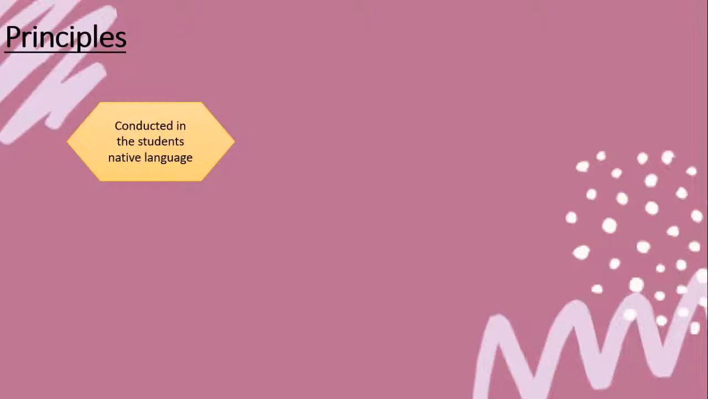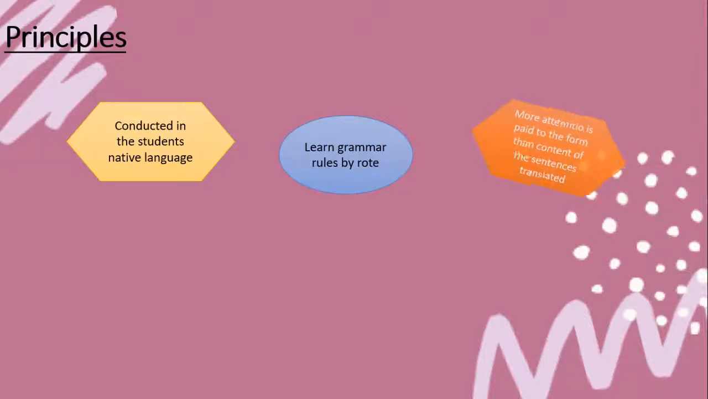The principles of the grammar translation method. The first, conducted in students' native language. The second, learn grammar rules by rote. The third, more attention is paid to the form than the content of the sentences translated.